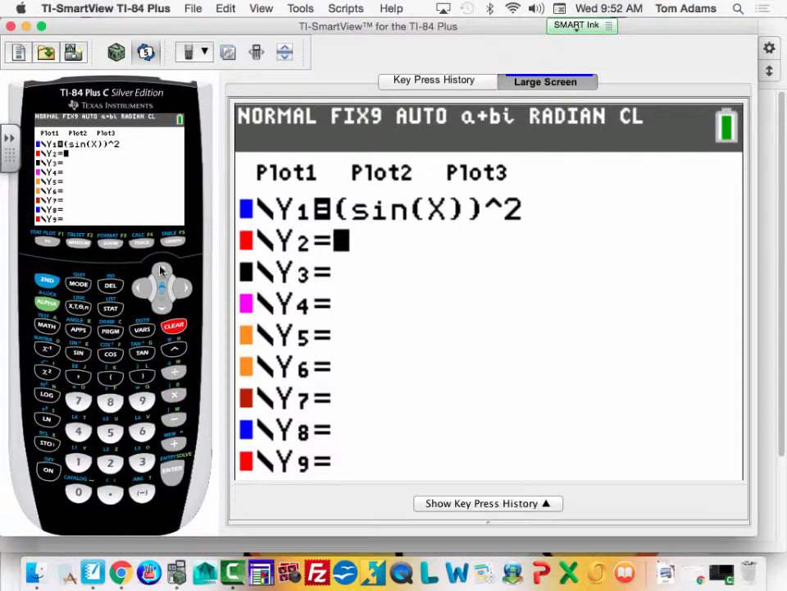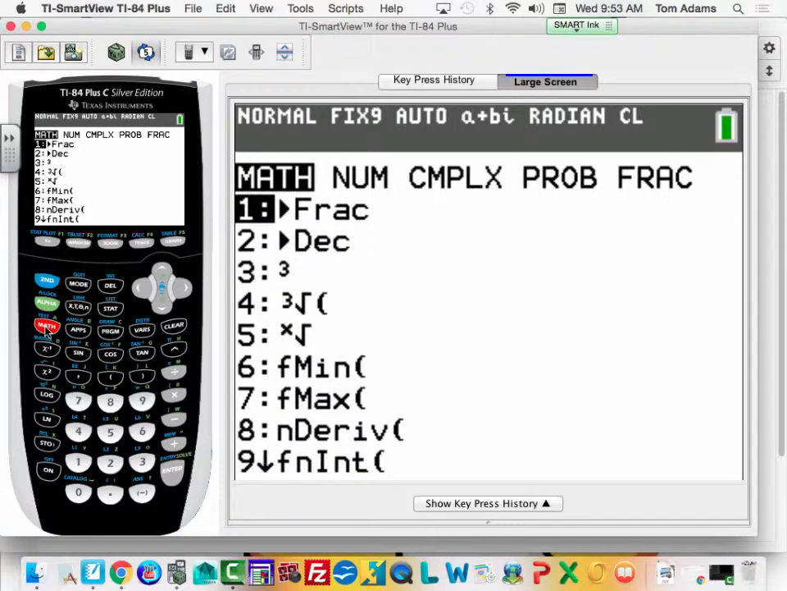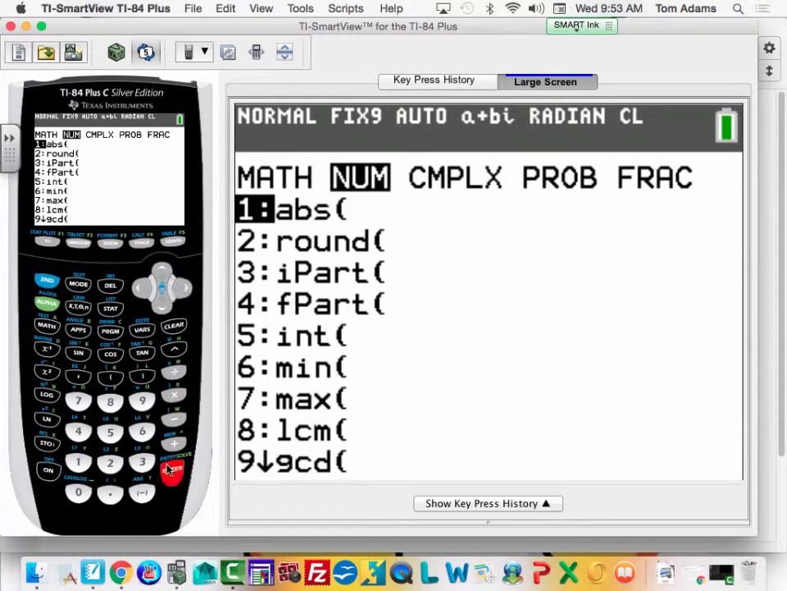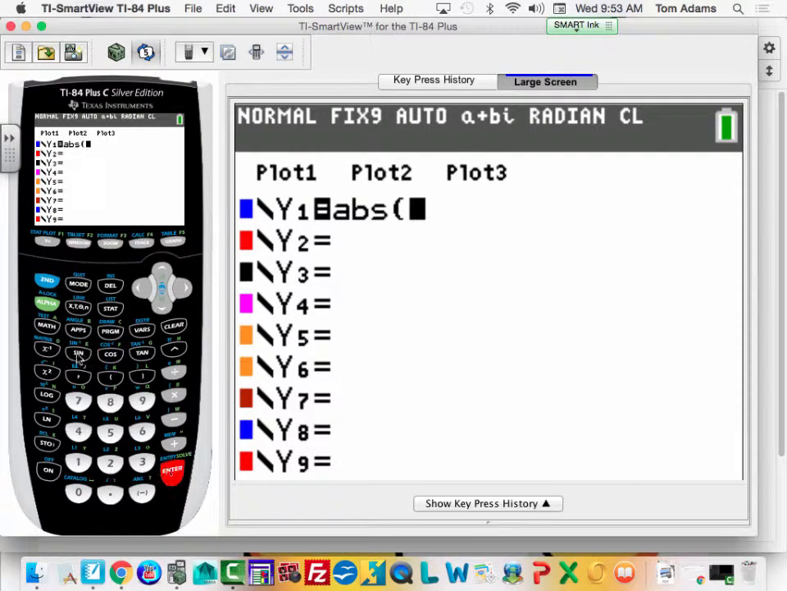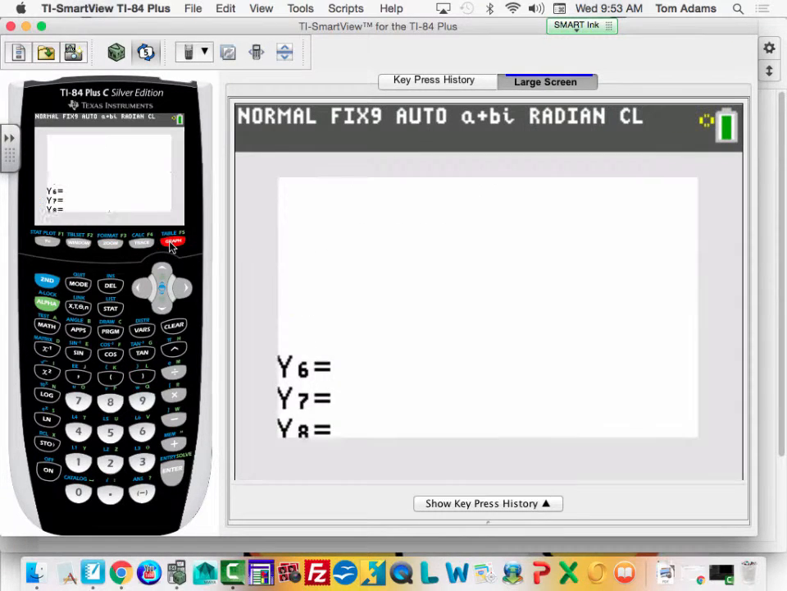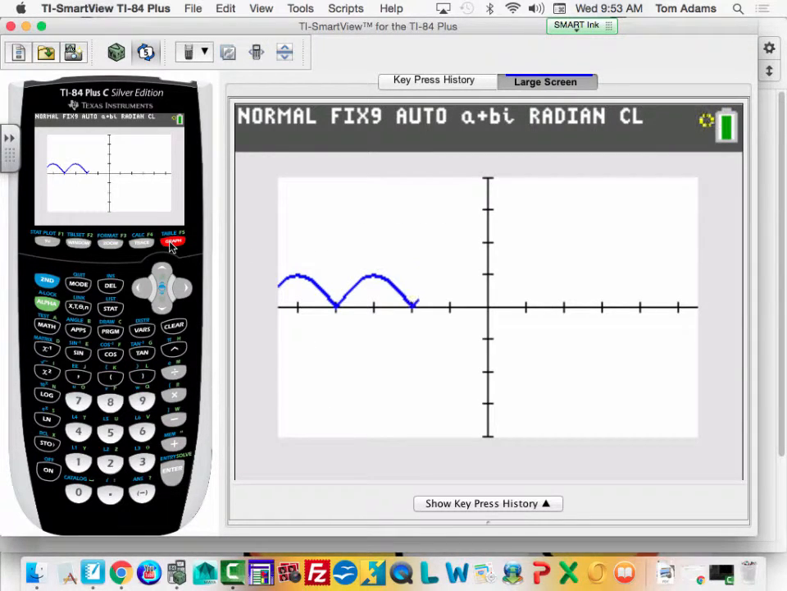So let me clear this out. I shouldn't have cleared that out. That was actually what I needed. So catalog, or wait, what's the quickest way? Math, Num. There it is. And then we want sine of x. All right, we should have done tangent first, but that's okay. Let's graph sine.